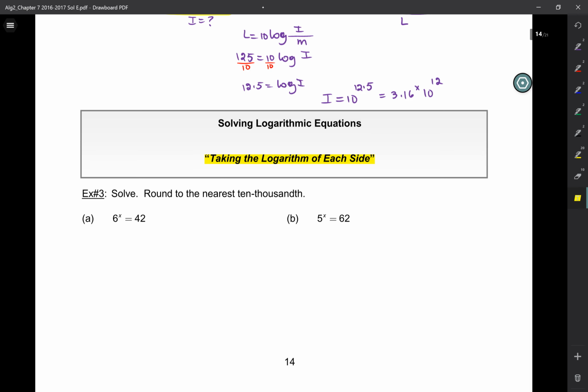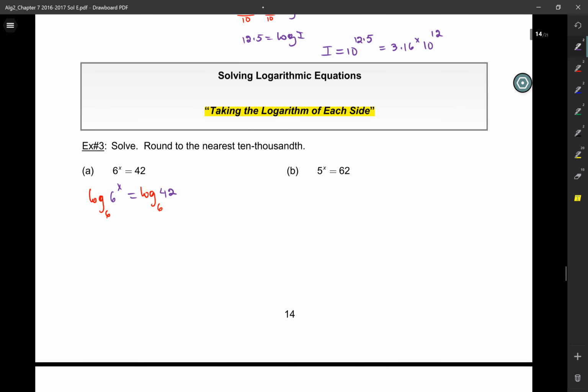So what I want to do now is take the logarithm of both sides of this. Every logarithm is going to have a base. What's the base of this power here? 6. So my logarithm needs to have base 6. So I say log base 6 of 6 to the x equals log base 6 of 42. Because the base was 6, I say log base 6. What if this original problem was 3 to the x equals 42? What would I have done? Log base 3, log base 3.